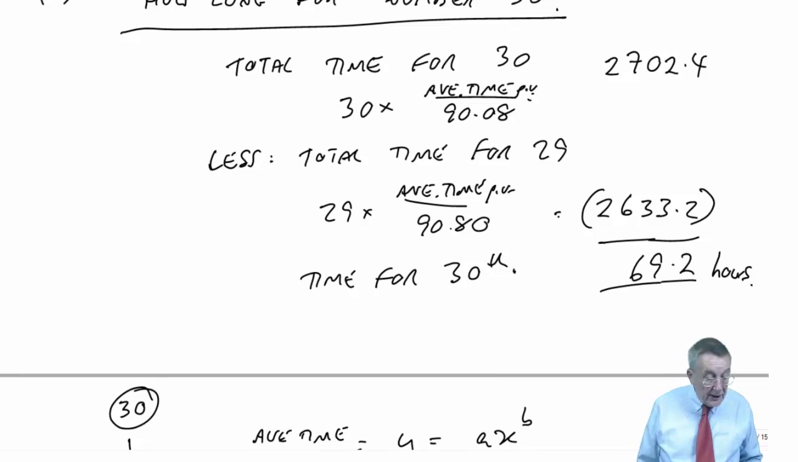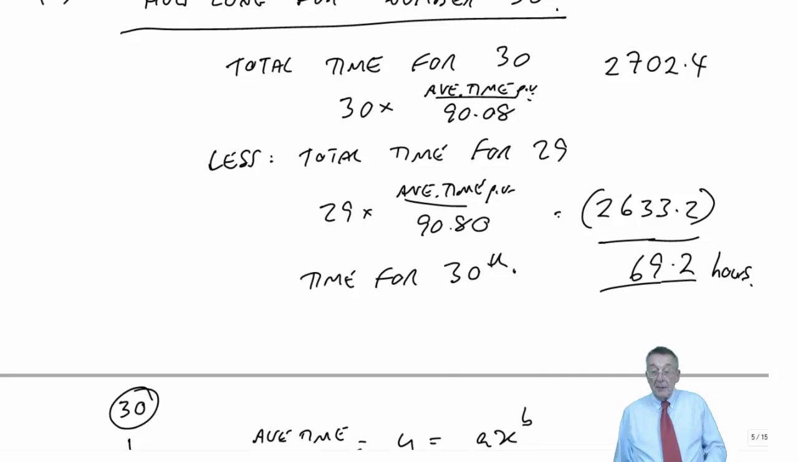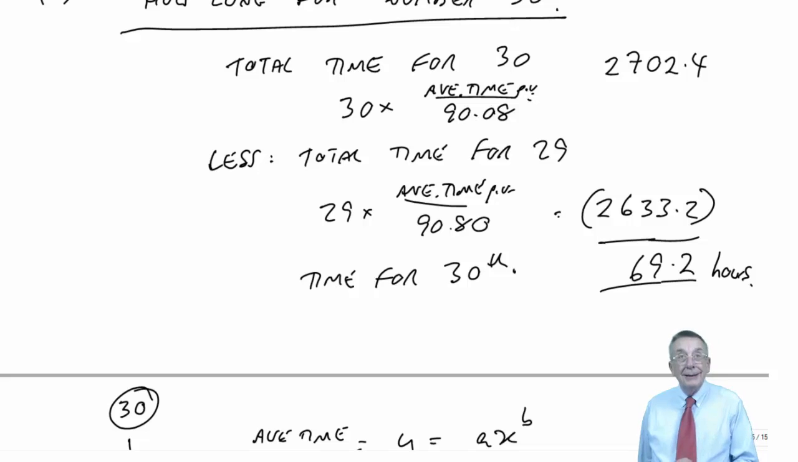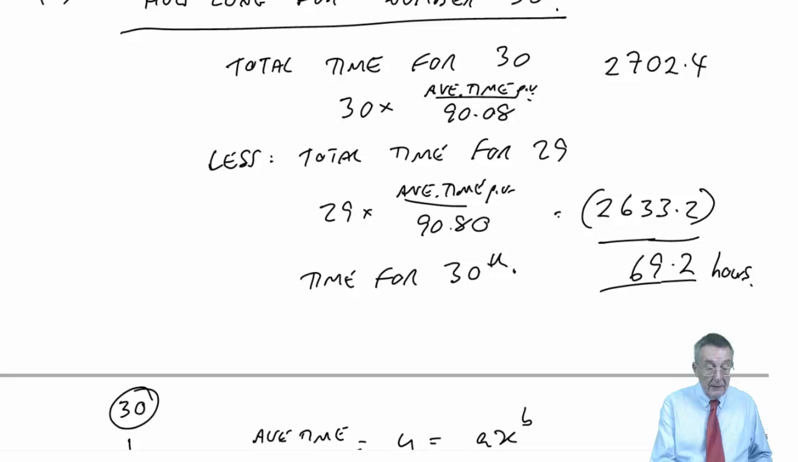And the relevance, the question said that from the 31st onwards, they all take the same time as batch number 30. And therefore, you know, if we're going to have a big production, we're making thousands of batches a year, it's 69.2 hours that we'd bring into our costings.